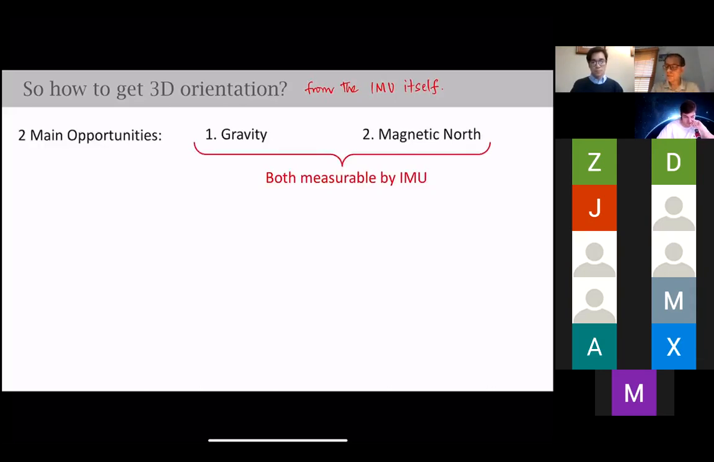Okay. So basically the idea is that there are two opportunities to estimate 3D orientation. One is gravity and the second is magnetic north of the Earth. Okay. And the high level idea is the following. I said, look, IMU can measure gravity, right? So if your phone is like this, which way should gravity be?